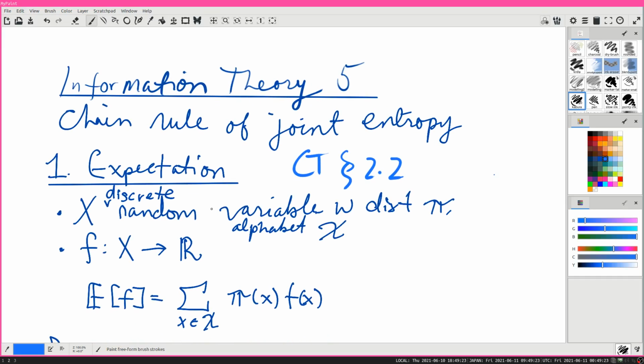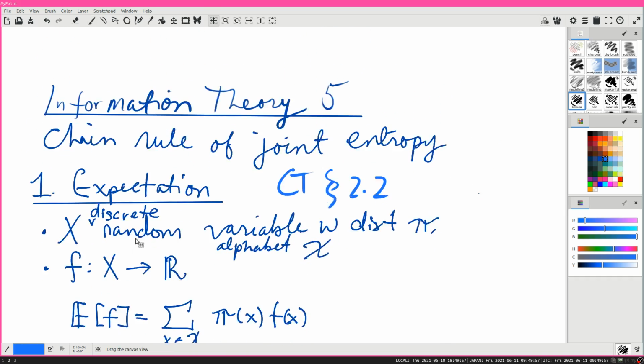This one is called the chain rule of joint entropy, and it's Cover and Thomas, section 2.2. I don't like lecturing straight out of a book, but Cover and Thomas is a really good book, and information theory is such an interconnected topic that it's very difficult to approach linearly. Probability theory is kind of the same way, statistics same way. Cover and Thomas does a pretty good job of presenting it in a linear way, which is very difficult. Anyway, so first topic is just to remind you of some facts about expectation.